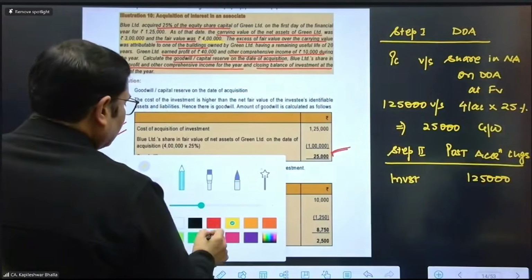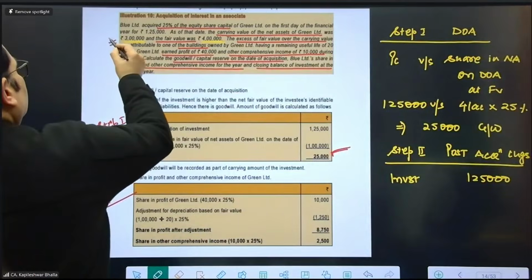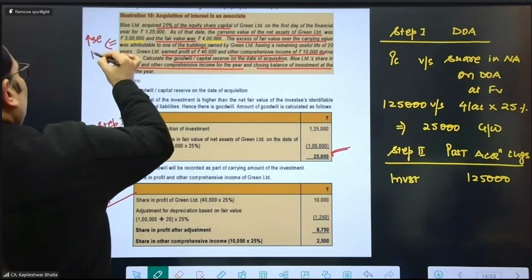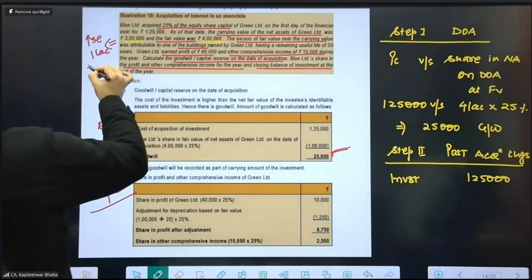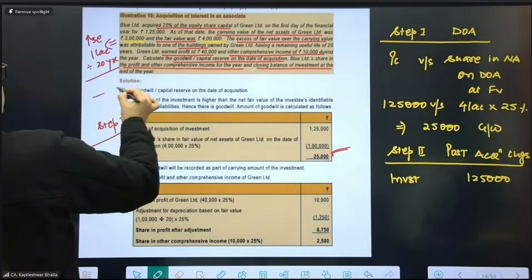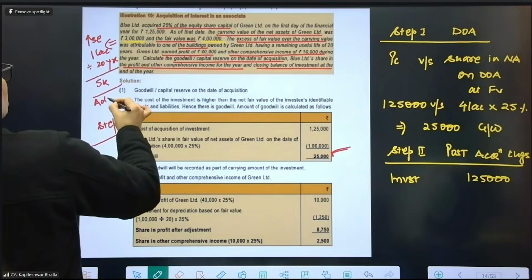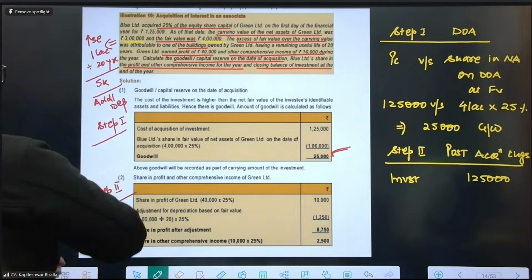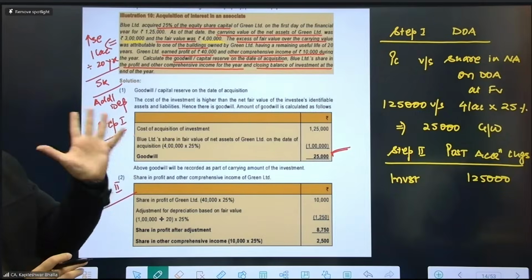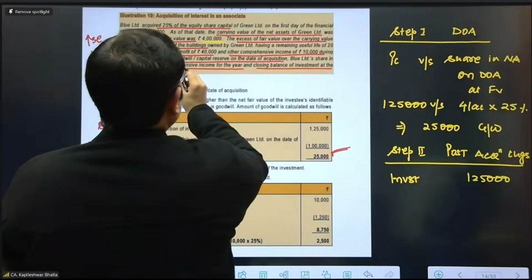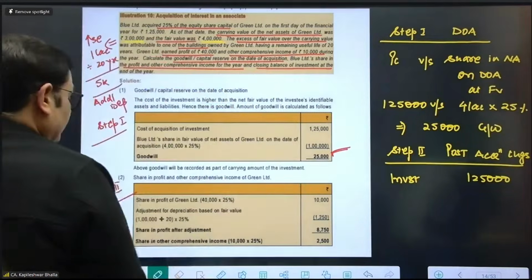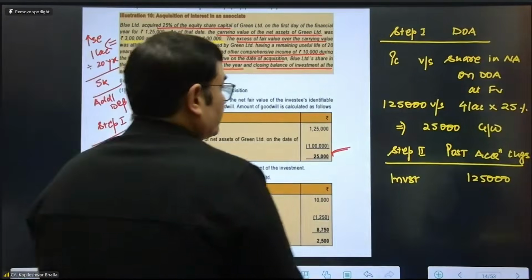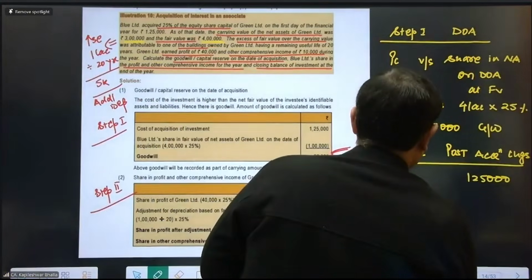So we can say that if you look at the increase in the fair value compared to book value is 1 lakh. And if you calculate the depreciation, the remaining life is 20 years. If the remaining life is 20 years, we can say 5,000 is supposed to be the additional depreciation, which will take care from the post-acquisition earnings. Then he says they earned a profit of 40 in the P&L and 10,000 in the OCI. So let's work out what is the post-acquisition profits.